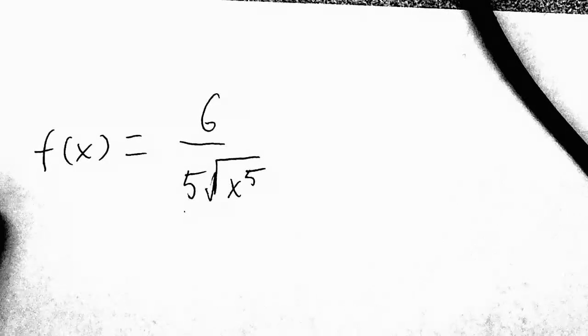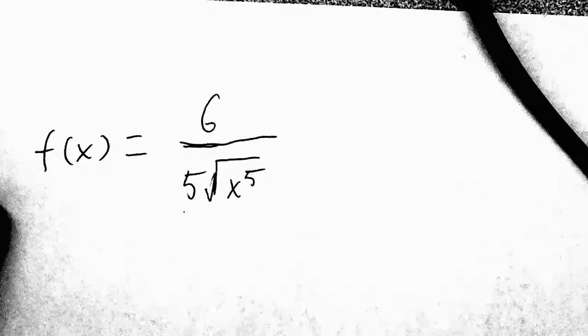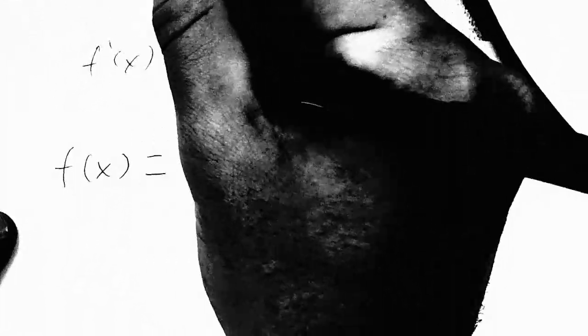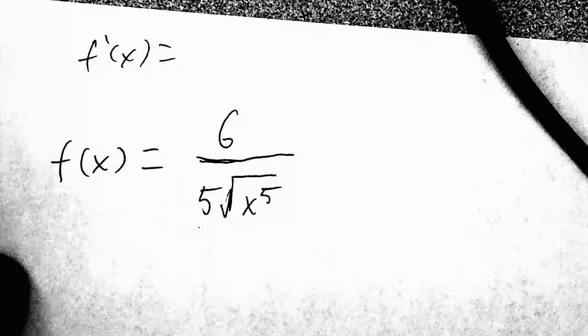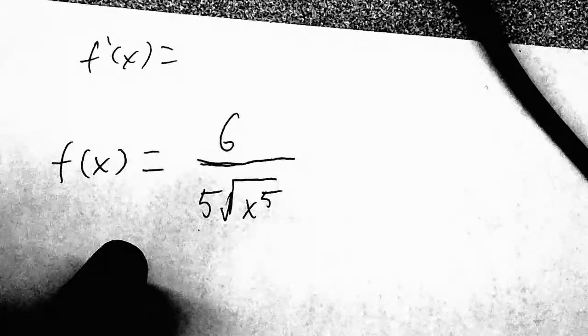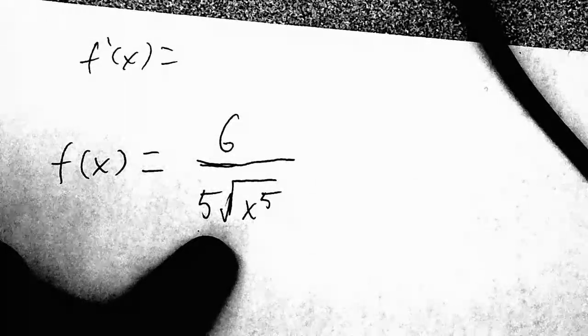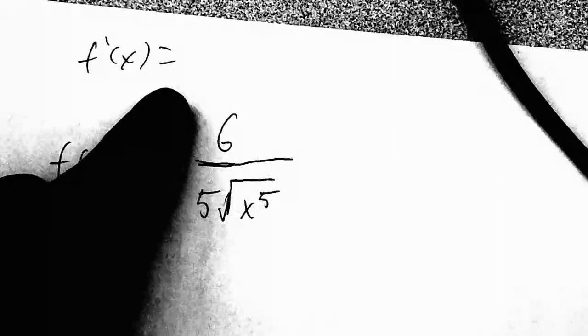f of x equals 6 over 5x to the fifth, and we want to take the derivative. Okay, we're looking for f prime of x, which is the derivative. Now to do this, we only know the power rule right now, and so we need to be able to apply the power rule. In order to do this, we have to convert this to an exponent, and we have to move it to the top. So that's what I'm doing.